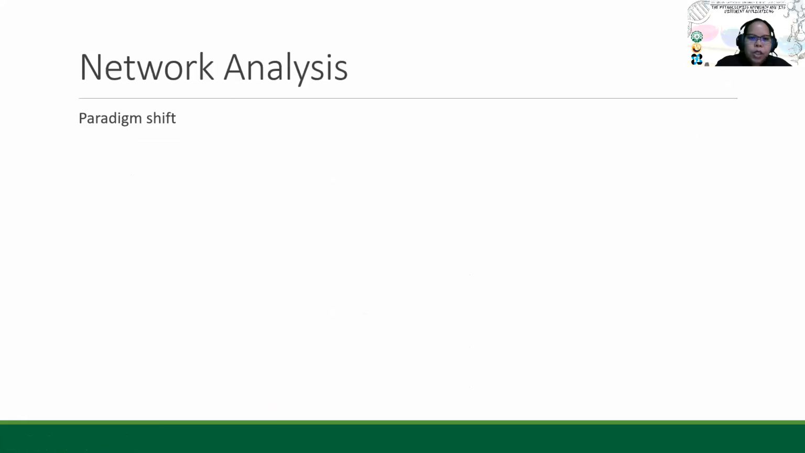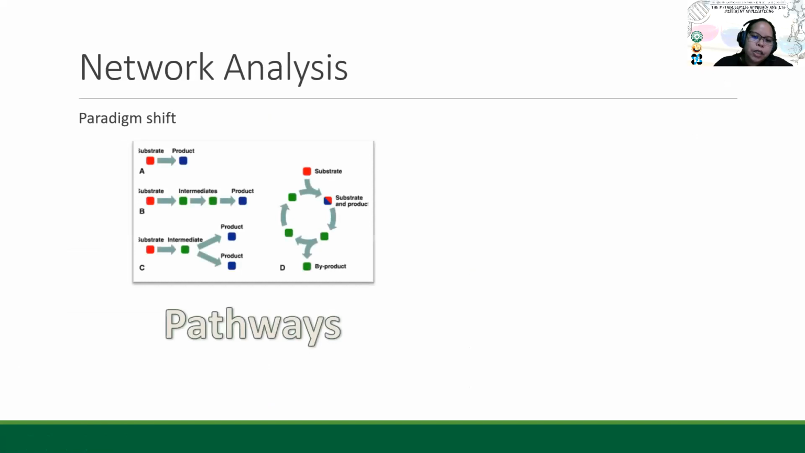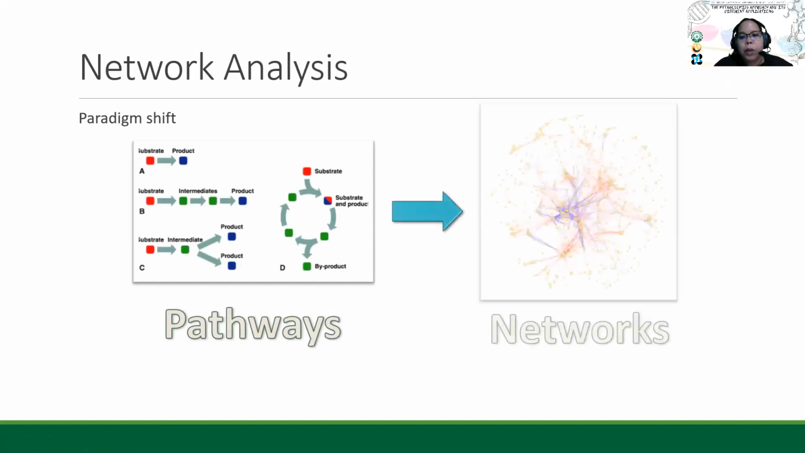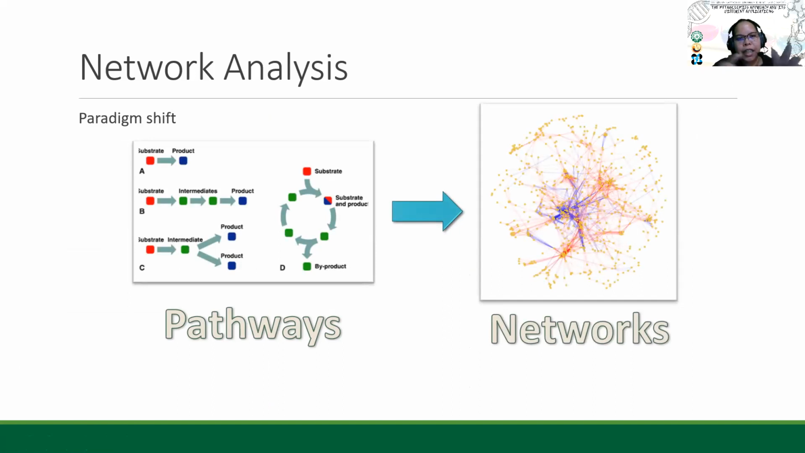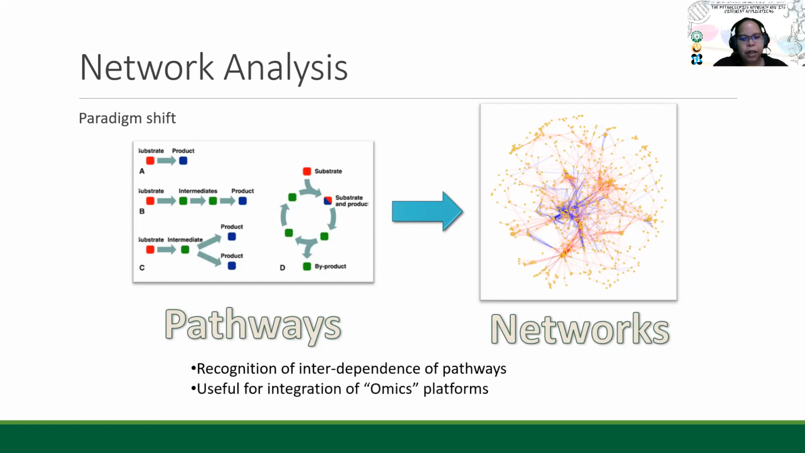And with this, we made use of network analysis. So there is already a paradigm shift. Instead of just looking at pathways, now people are looking at networks. This is in recognition that these pathways do not exist in themselves. They are actually part of this whole network of metabolism. And so there is the interdependence of the pathways, and this is very useful for the integration of the different omics data.